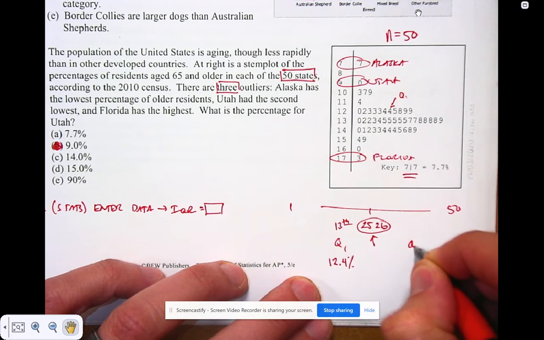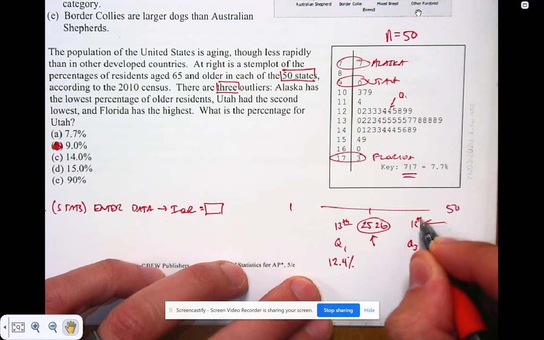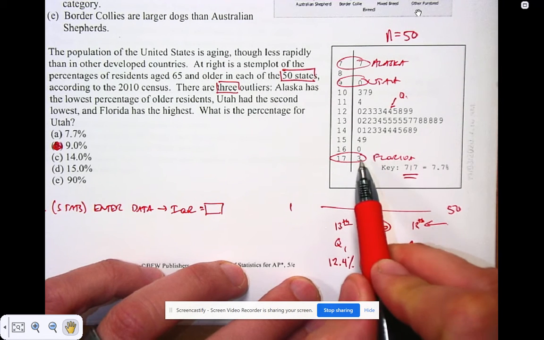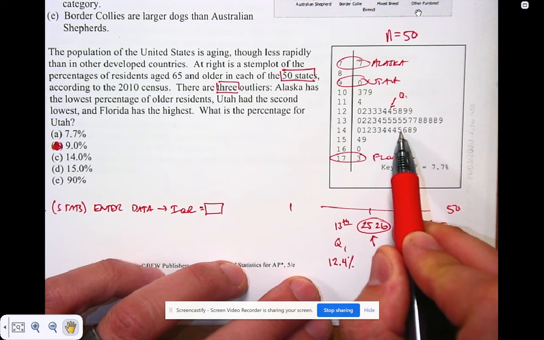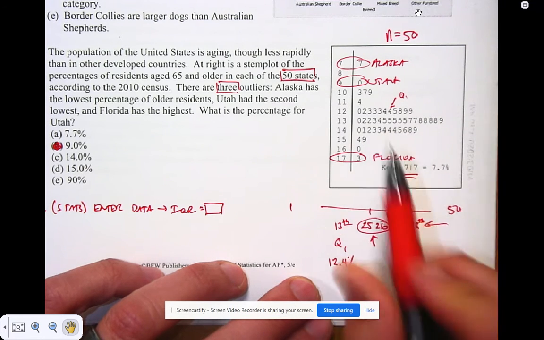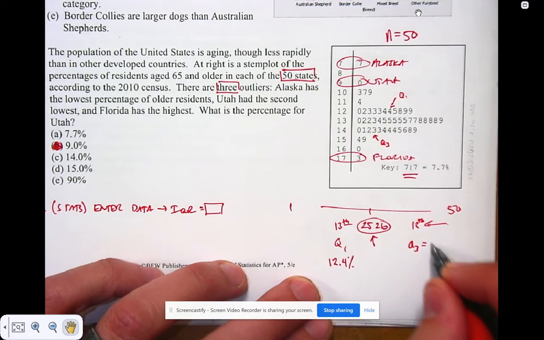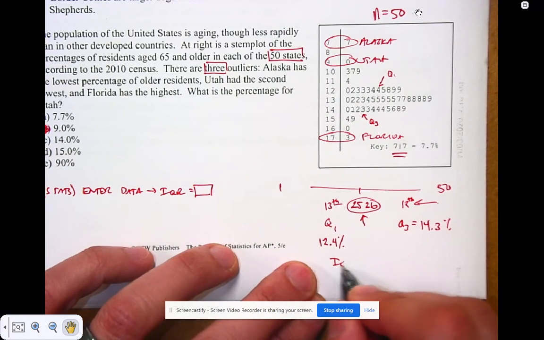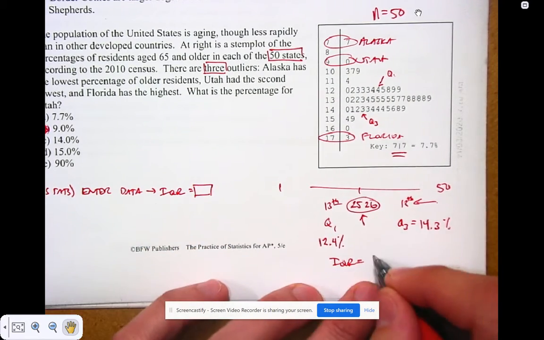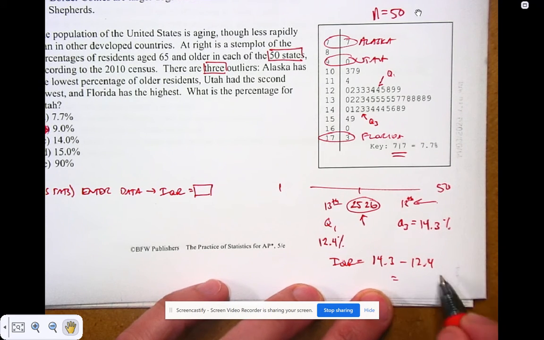Okay, quartile 3, we can do the same trick and count 13 down from the high. So if we start on the other end and go 13 in, 1, 2, 3, 4, 5, 6, 7, 8, 9, 10, 11, 12, 13. That guy is quartile 3. And so that is 14.3%.